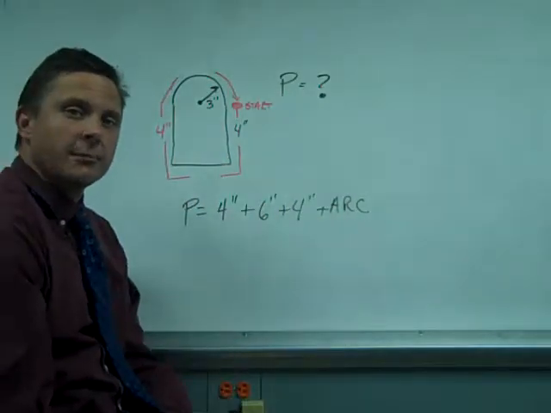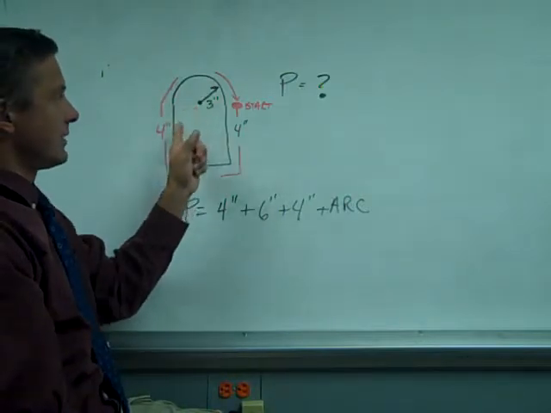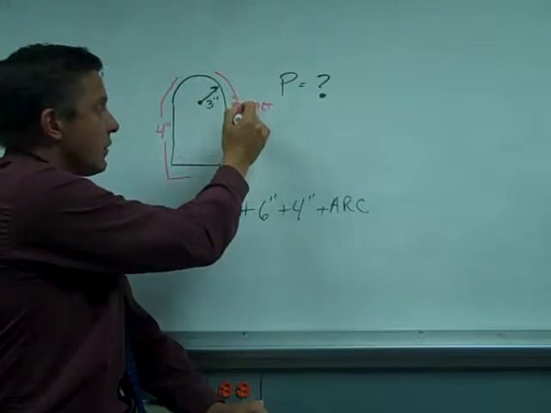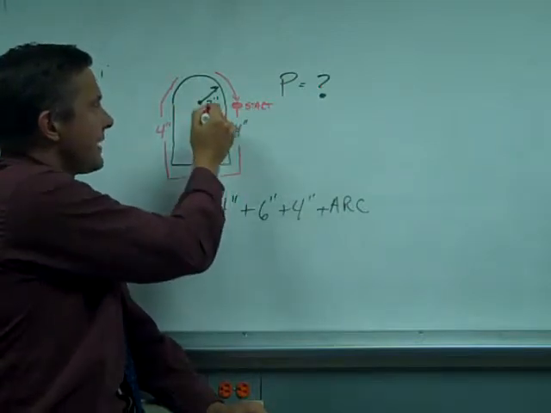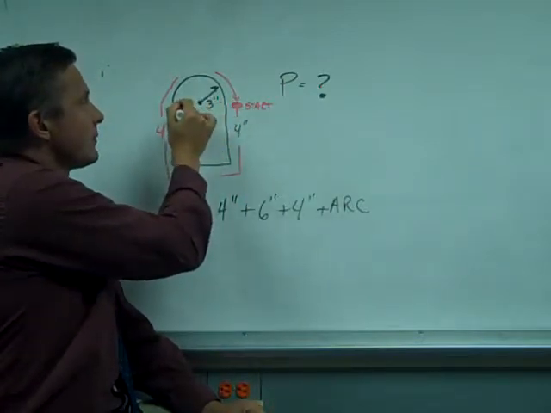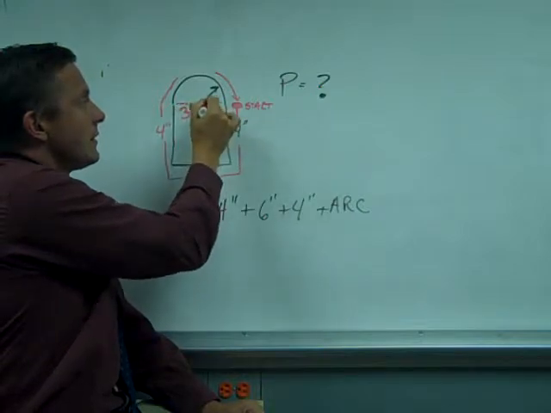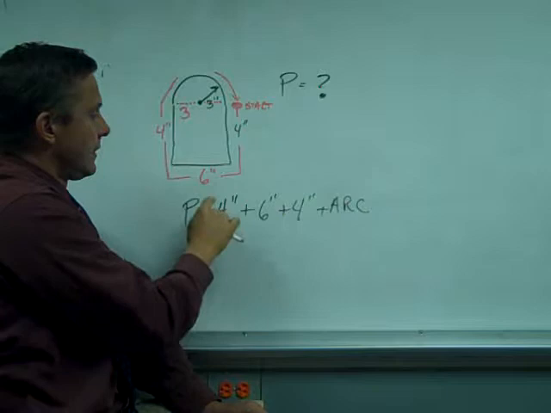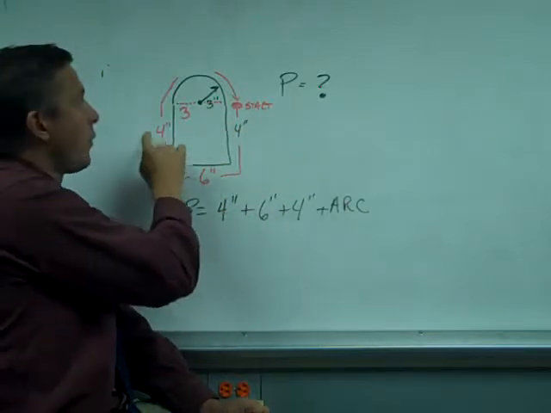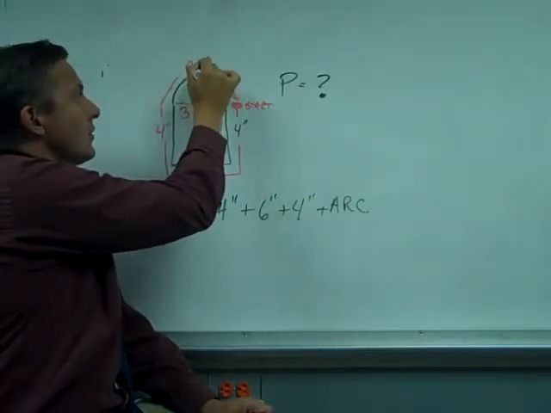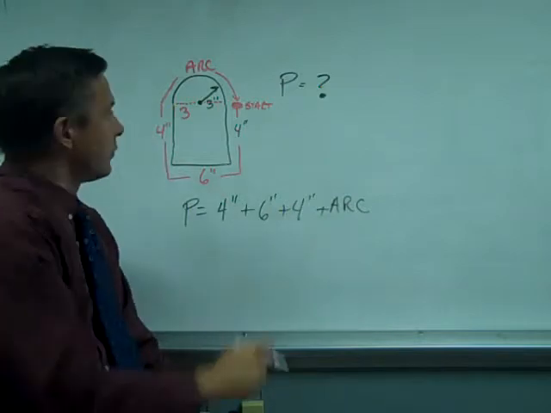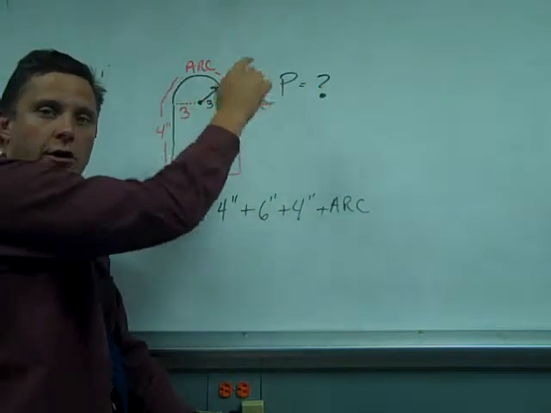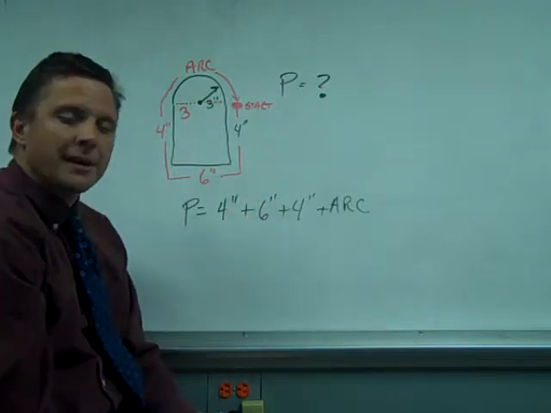Here I have a pretty standard composite shape, a half circle on top of a rectangle. Again, I pick a start point, I start going around. Well, we got 4 inches, and if this is 3 here, we have to realize that the radius is 3 here and 3 there. 3 plus 3 make 6. So I have 4, 6, 4, and then I call this, to start with, the arc of the circle. And I've come all the way around. 4, 6, 4, arc. Now, how am I going to figure out the arc?